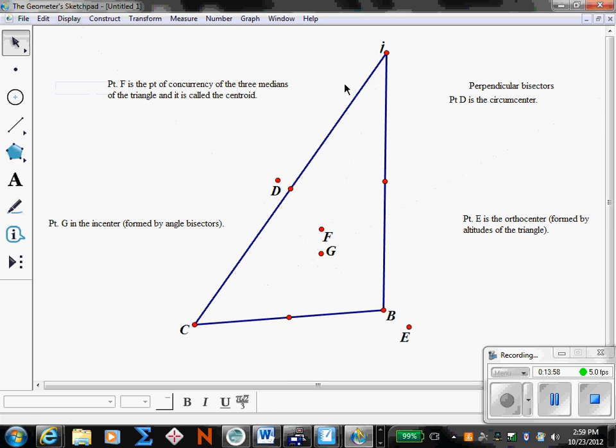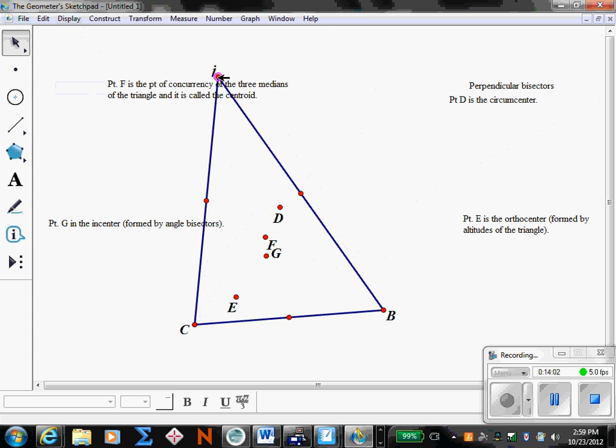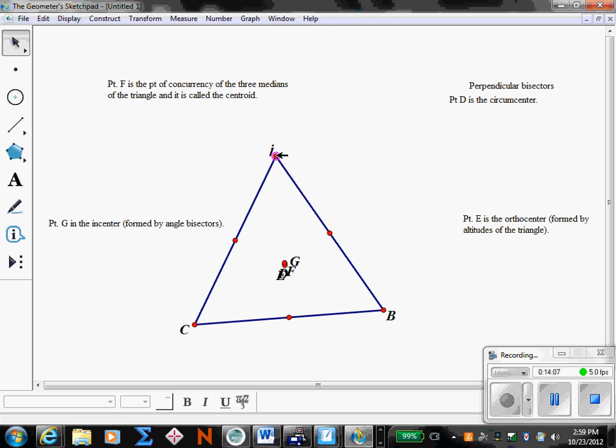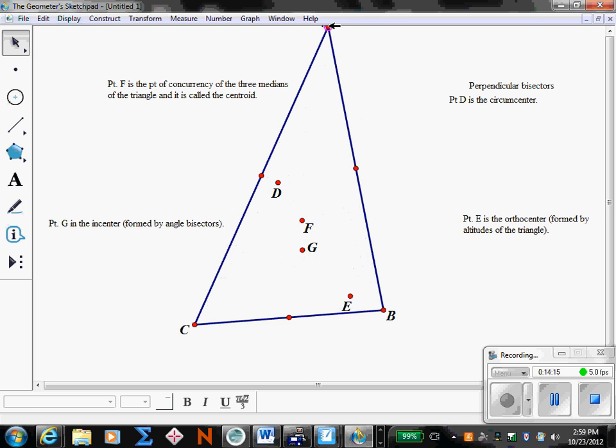And there are all your points of concurrency. There they are on the interior. See if you can make them all a one point. Look at that. Good stuff. Okay, so take a picture, put it in your notes.